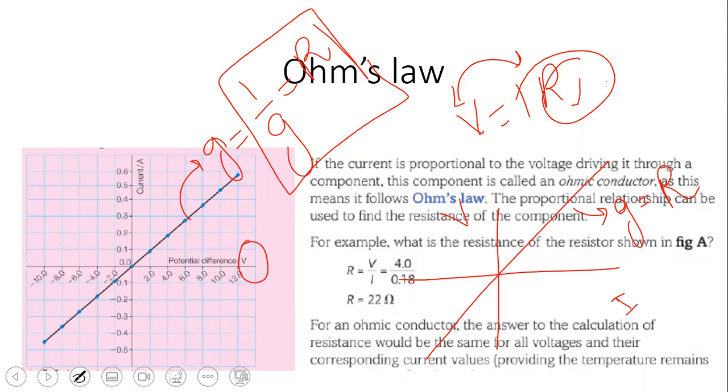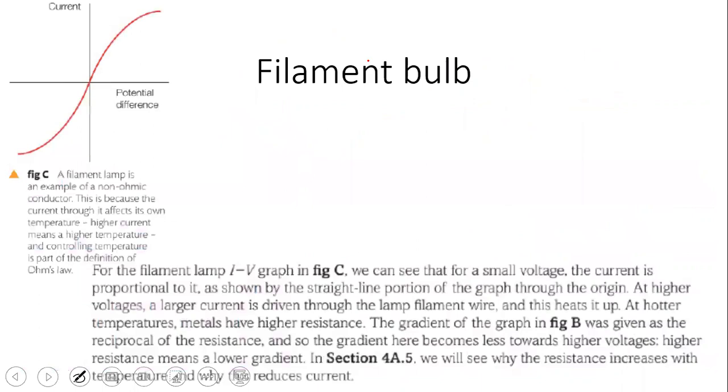Any resistor that follows Ohm's law, we call it an ohmic resistor or an ohmic conductor or a fixed resistor. So any conductor that is following Ohm's law, we call a fixed resistor. Now, we have fixed resistors and then we have variable resistors. You need to know about 4 variable resistors: the filament lamp, the diode, the LDR, and the thermistor. Let's start off with the filament bulb.